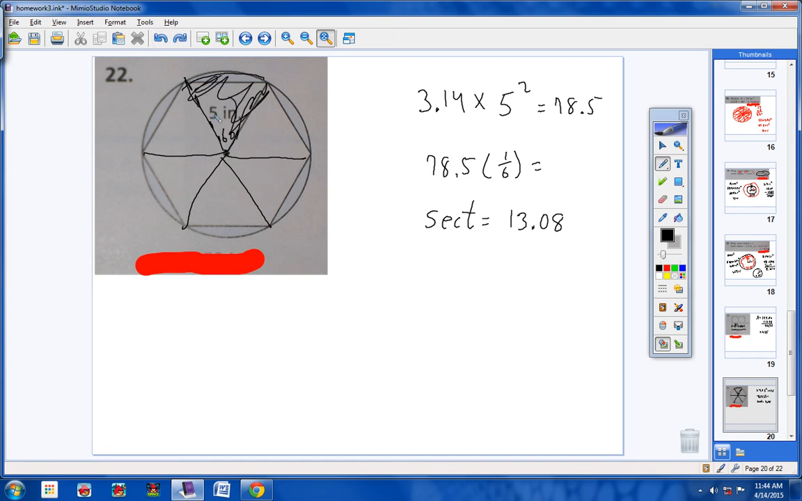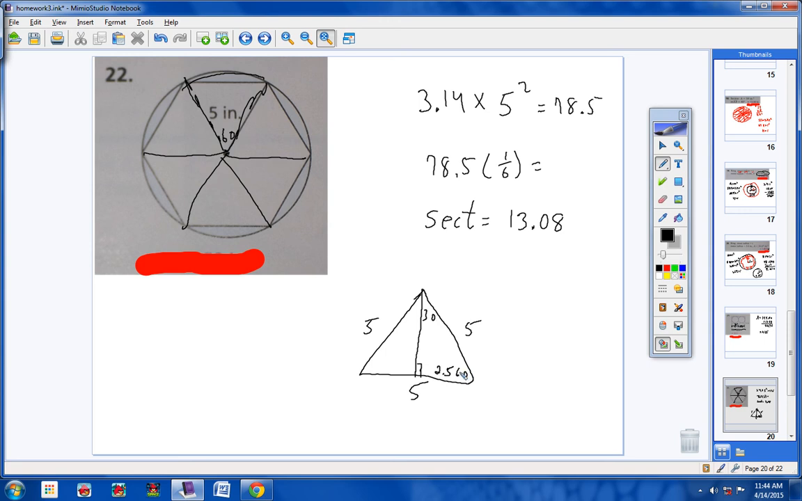Now, remember, to find the area of this little sliver right here, that segment, we find the area of the entire sector, which we did, and then we find the area of the triangle and subtract the 2. So here's your triangle right here. Remember, it's a 60, 60, 60 triangle. This is 5, this is 5, this is 5. Drop your altitude down. So now this segment here is 2.5. Remember, this is 30, this is 60.